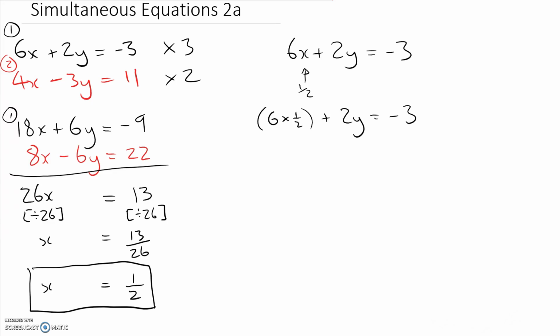So 6 times a half. Okay, you've got to be really confident. 6 times a half just really means that 6 jumps onto the numerator. We get 6 divided by 2. Okay, that 6 divided by 2 is equal to 3.